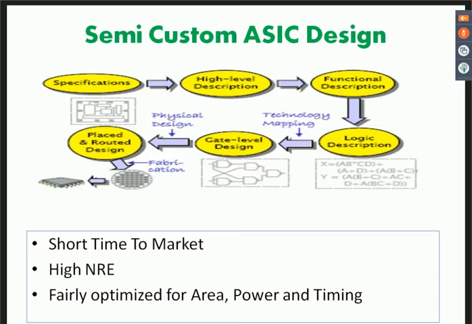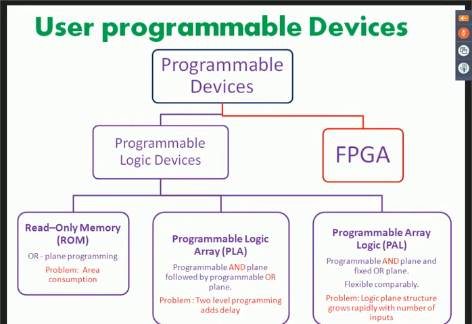integrated circuits quickly. Next, there is another way of designing integrated circuits, that is by using user programmable devices. As I said, there are two kinds of user programmable devices, that is programmable logic devices as well as field programmable gate arrays. If you look at the programmable logic devices, there are three devices available, that is ROM, that is read only memory, programmable logic array and programmable array logic. These are the three devices available for implementing VLSI circuits on PLDs.